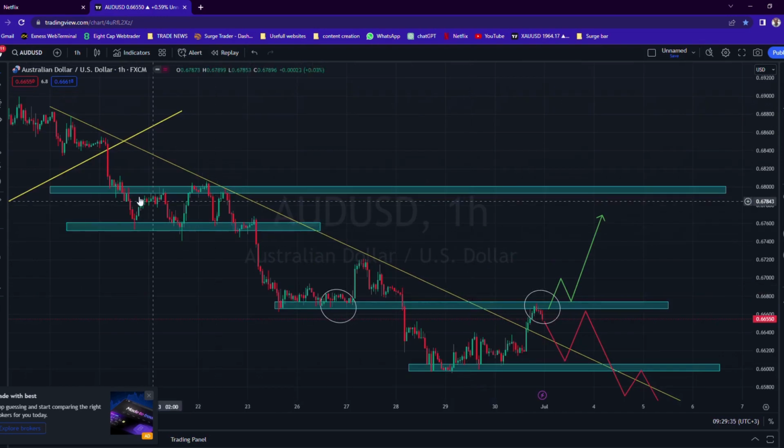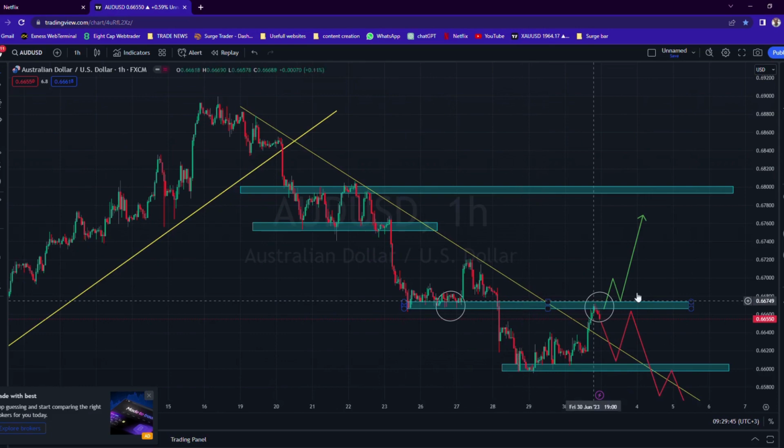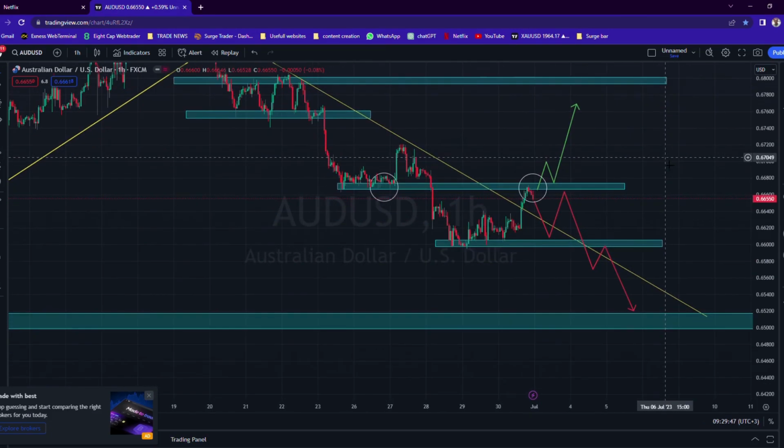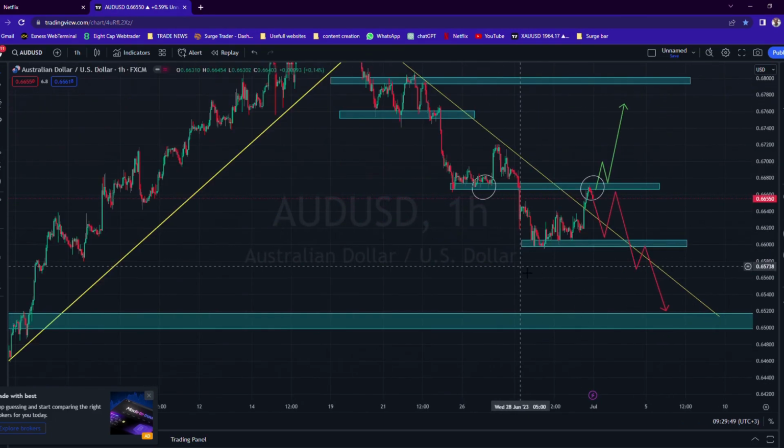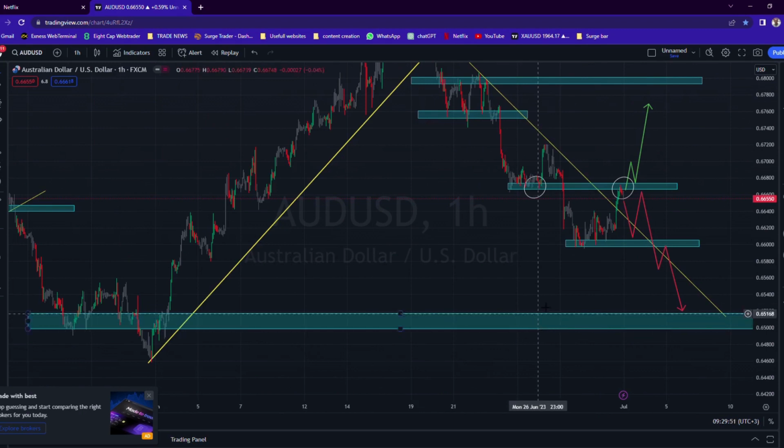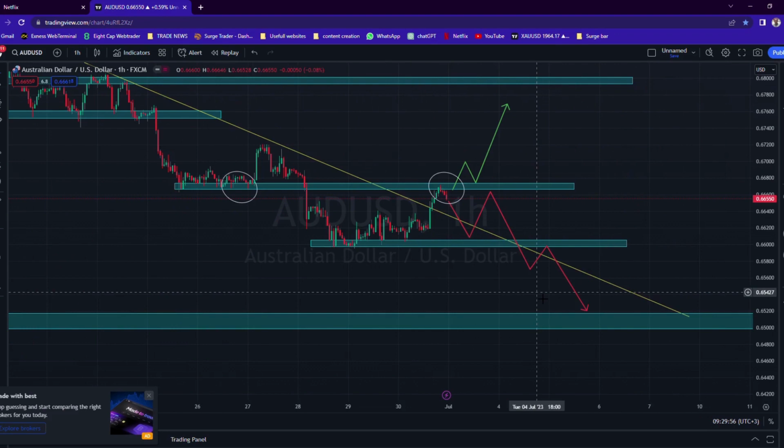Even though we are seeing a break of the trend line, the support that has already turned into resistance is still holding, as we can see here. So we are still going to expect again a move to the downside, because we have another key level right here, which is 0.65 AUD USD.